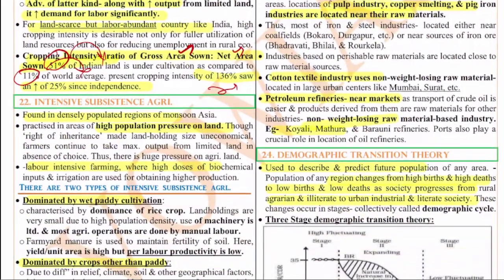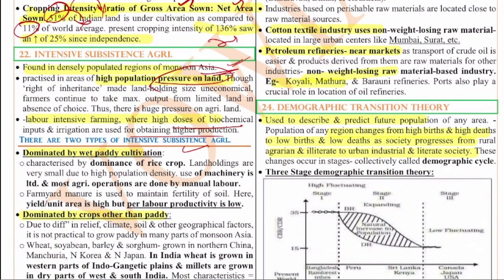Next, the 22nd question is on intensive subsistence agriculture. Intensive subsistence agriculture, if you see, is found in densely populated regions of monsoon Asia. The practice can be seen in highly populated regions of the world, and this puts high pressure on the land as well. It is the right of inheritance that made landholding size uneconomical. It is labor-intensive farming where high doses of biochemical inputs and irrigation are used. There are two types: dominated by paddy cultivation and dominated by other crops.